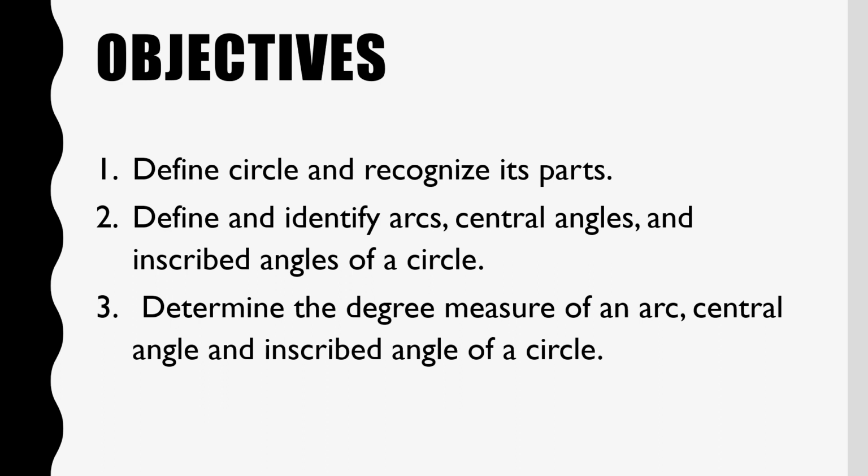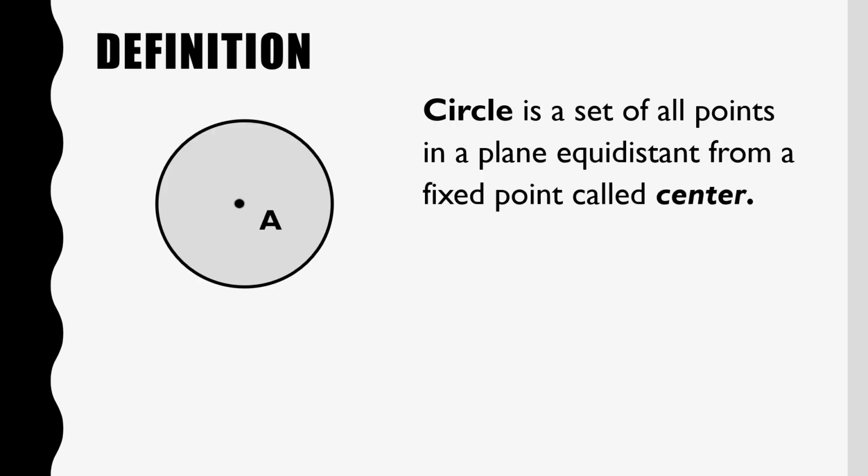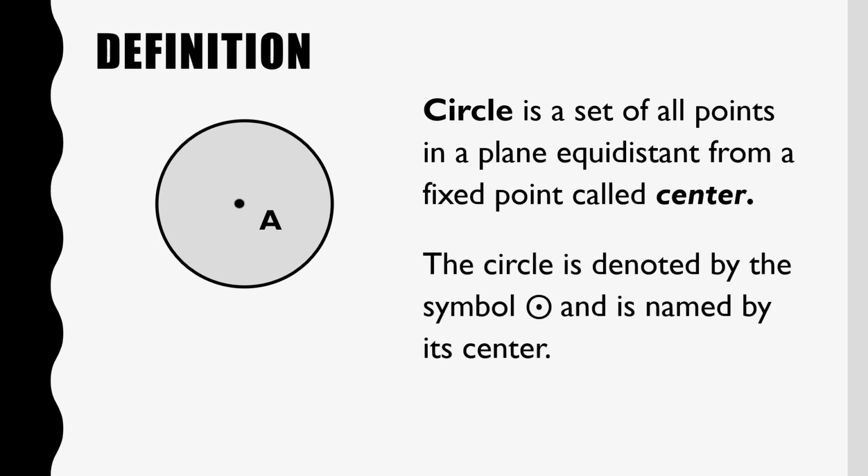Now let's start. Let us begin by defining what is a circle. Circle is a set of all points in a plane equidistant from a fixed point called center. The circle is denoted by the symbol and is named by its center. So in this figure, this one is named as circle A.